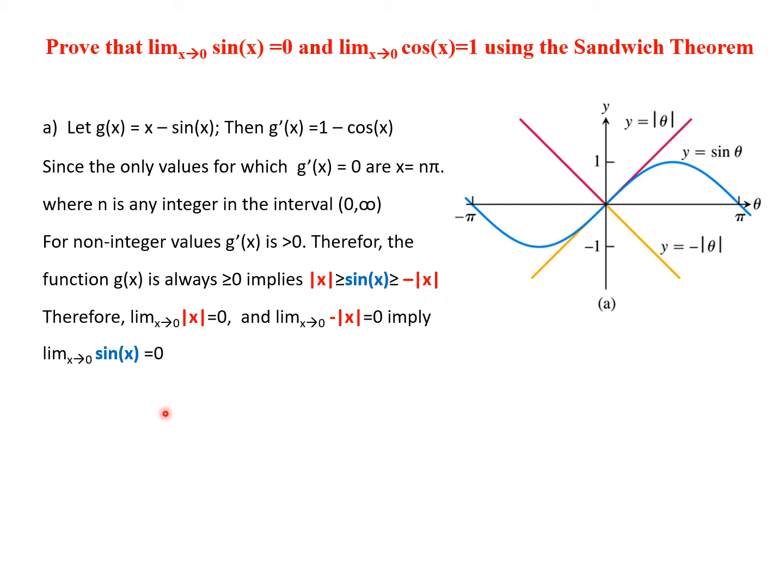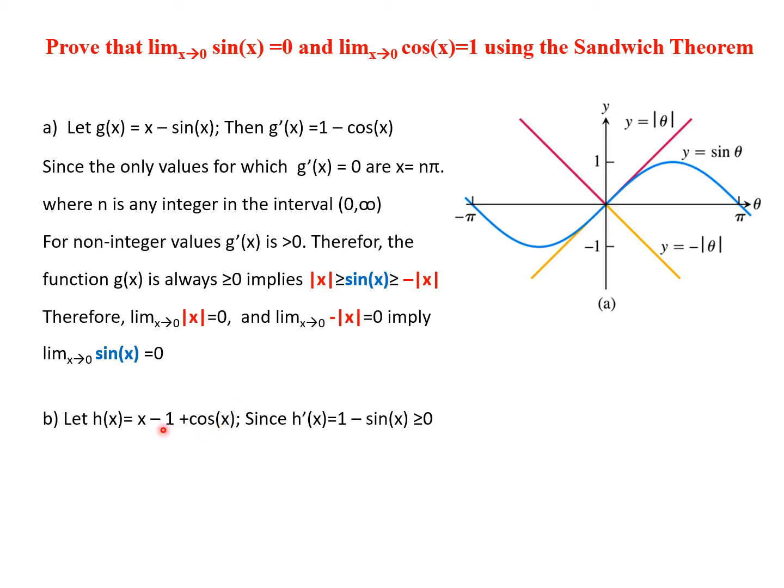Let's take a look at the second part, which is proving that the limit of cosine x as x goes to 0 is equal to 1. We're using x, but in the figures we're using theta. It doesn't matter. Anyway, the concept is what is more important.